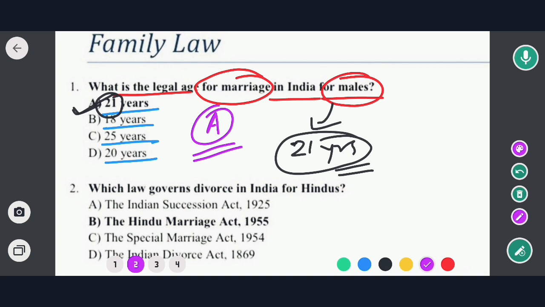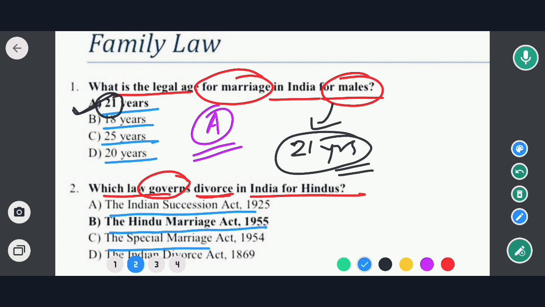Now moving to the next question. Which law governs divorce in India for the Hindus? Options are the Indian Succession Act 1925, the Hindu Marriage Act 1955, the Special Marriage Act 1954, and the Indian Divorce Act 1869. In this case, the correct option would be option B, that means the Hindu Marriage Act 1955.